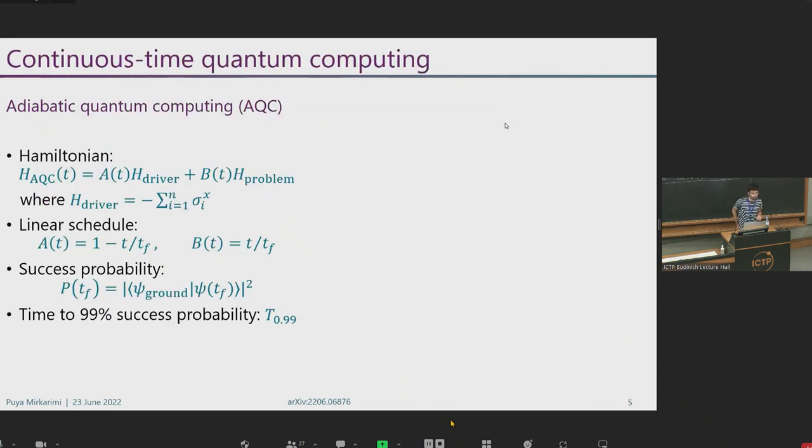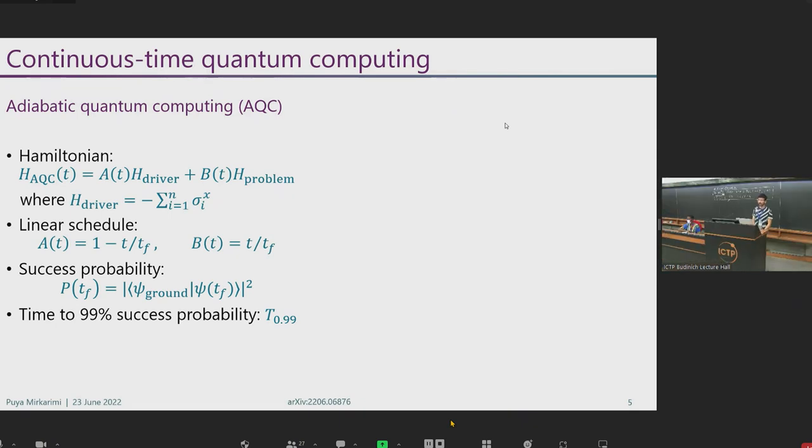So as you all know, one method for finding the ground states of Hamiltonians in a continuous time quantum computing setting is AQC. So here we implement a time-dependent Hamiltonian using the transverse field driver Hamiltonian, and we start in its ground state, which is the equal superposition state, and using a linear schedule, we turn off the driver Hamiltonian while slowly turning on the problem Hamiltonian. And then, for our instances, we have unique ground states, so the success probability, which is the probability of finding the ground state at the end of the sweep, is given here.